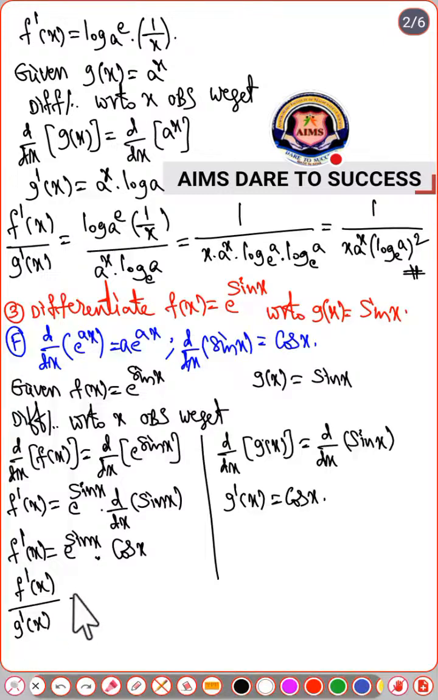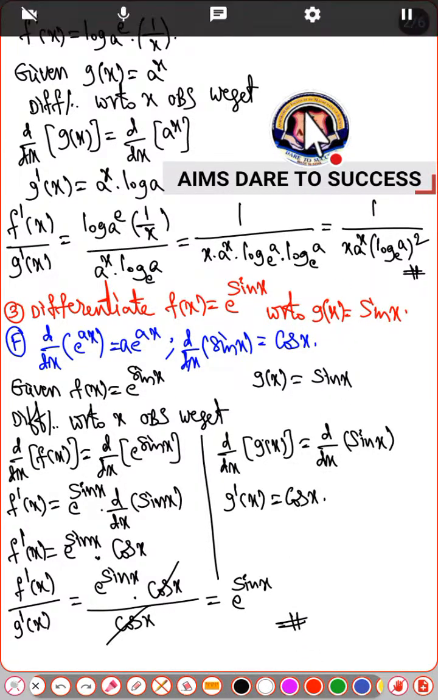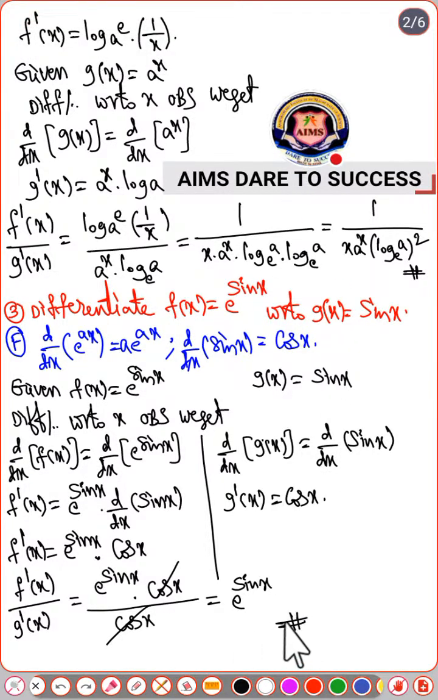After applying individual values, differentiating one function with respect to another function, that is f dash of x by g dash of x. f dash of x value is e power sin x into cos x divided by g dash of x value cos x. My dears, cos x gets cancelled. The remaining answer, e power sin x, is the required answer. I hope you all are understanding clearly.